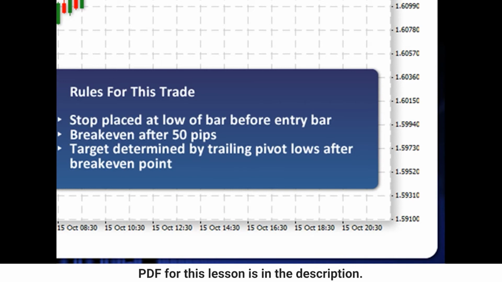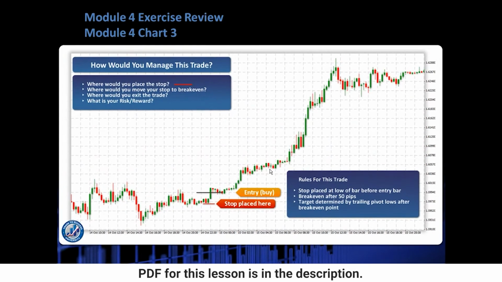50 pips more is 1.6044. So in between these two prices right here, the break-even price will be this price right here, 1.6044. Obviously it will be approximated because you don't know exactly where it is on the grid line, but it's around about this price right here. So when price reaches this price here, you'll move your stop from here up to your entry price.